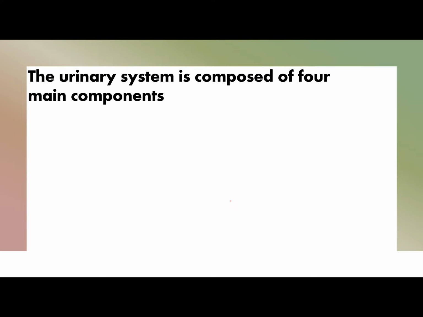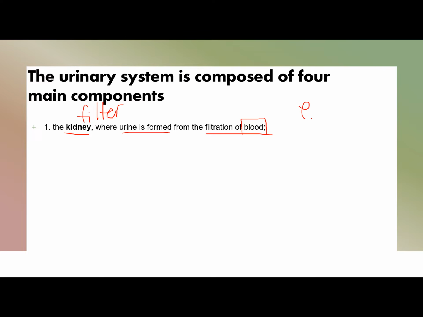Let's begin. Now, the urinary system is composed of four main components. When we deal with the formation of urine, there are four main components involved. The first one is the kidney. The kidney is where your urine is formed from the filtration of blood. Remember, if you recall in your anatomy and physiology, the kidney is the filter of our body. It filters blood, and from that filtration of blood, one of the excretory products is urine.